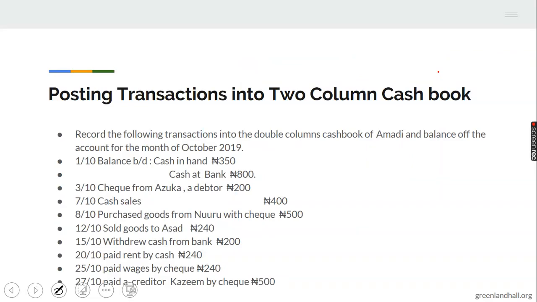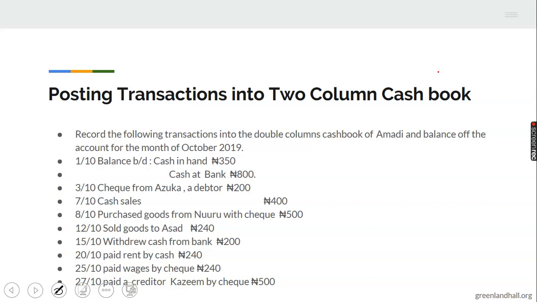How do we post transactions into the double-column or 2-column cash book? We have to follow the same principle, that is the double entry principle, in posting transactions to the 2-column cash book. For example, if we are given the following information, record the following transactions into the double-column cash book of Amadi and balance the account for the month of October 2019.